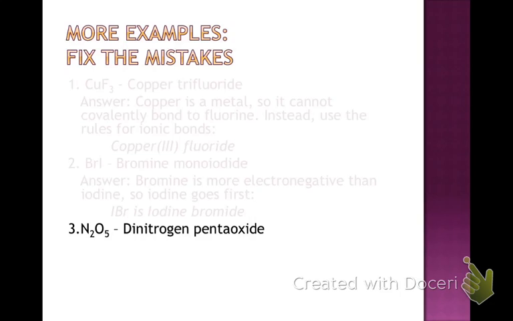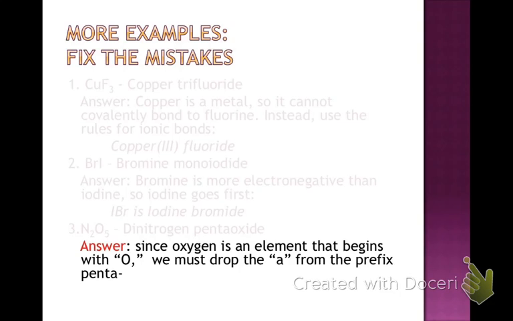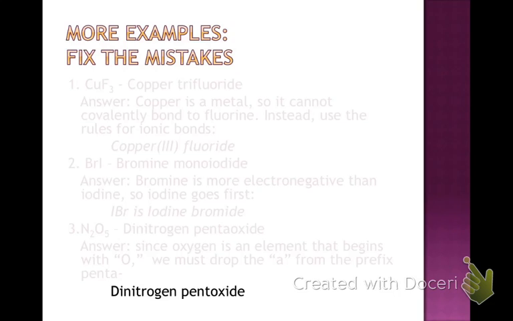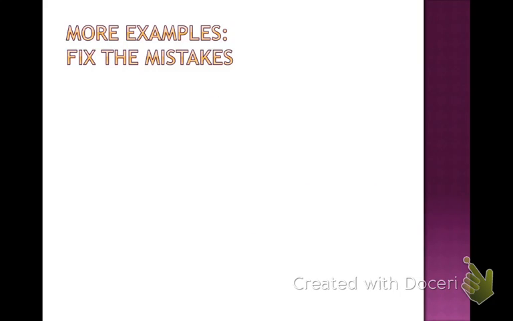The third example is N2O5, dinitrogen pentaoxide. Kind of gave you a hint there by not saying the A. Oxygen's an element that begins with O, so we drop the A from the prefix penta. Instead it's pentoxide, so it's dinitrogen pentoxide. We have a few more examples.